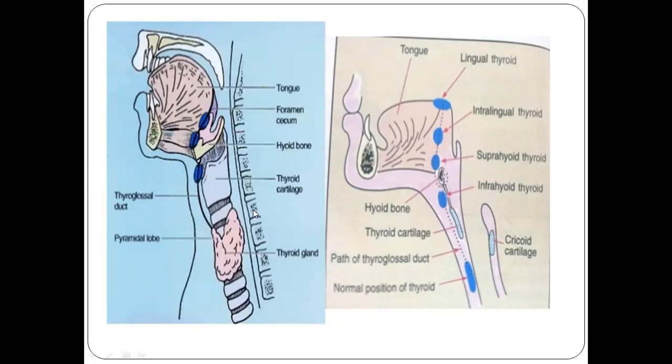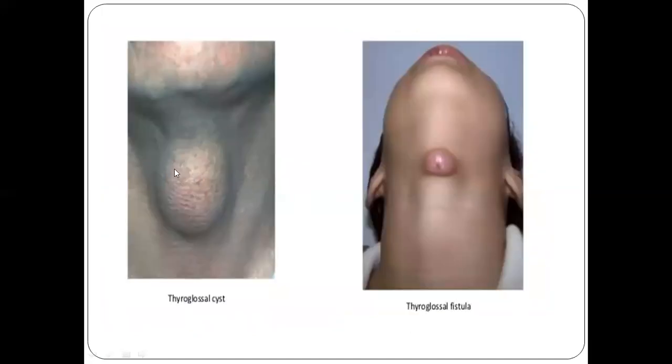Along with the normal thyroid gland, these ectopic tissues of the thyroid gland are present sometimes as intralingual tissue or lingual thyroid, and this is suprahyoid, this is the hyoid bone, and this is infrahyoid. This is a thyroglossal cyst, which is formed during the descent of the thyroglossal duct. It develops in its course, and this cyst contains mucus secretion. Whenever this cyst is infected and discharges the mucus secretion outward, it is called thyroglossal cyst fistula.